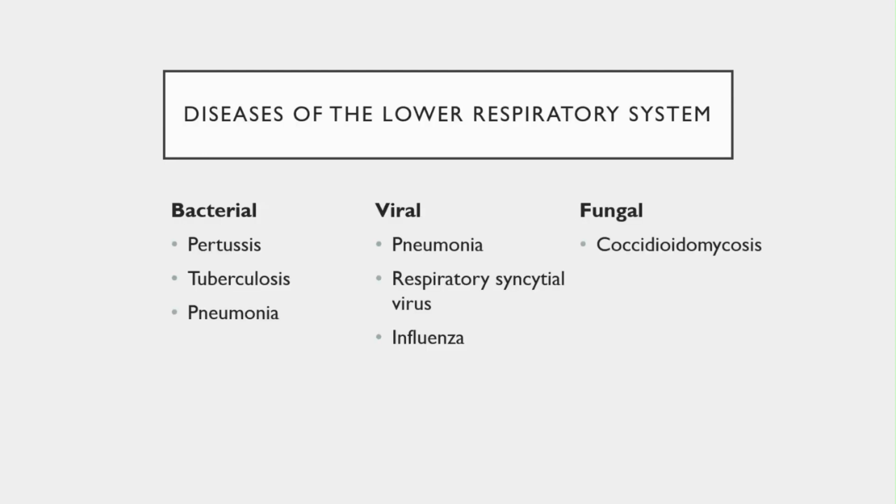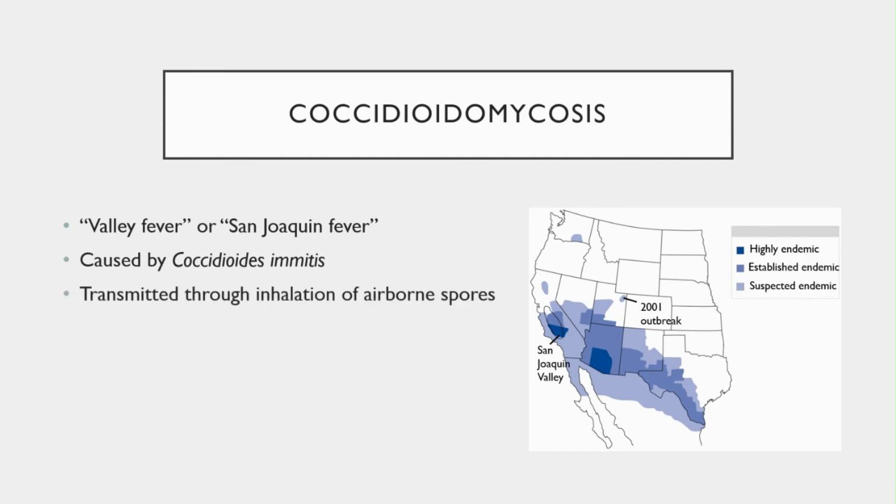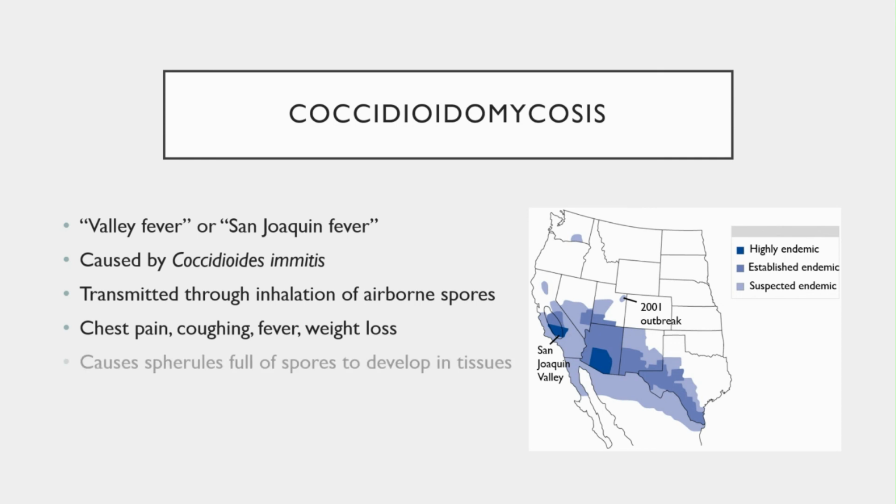And the last pathogenic group that we need to cover for diseases of the lower respiratory system are fungal pathogens, in particular coccidioidomycosis. It is sometimes simply referred to as valley fever or San Joaquin fever because that is a bit of a mouthful. It is caused by the fungus Coccidioides immitis, and it is transmitted through inhalation of airborne spores. The symptoms are chest pain, coughing, fever. Signs can be weight loss. And it causes these spherules full of spores to develop within the tissue.